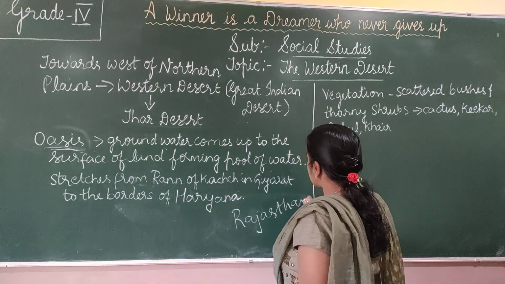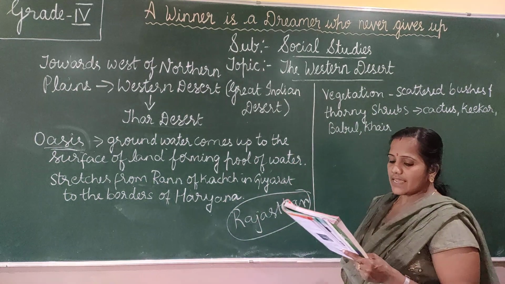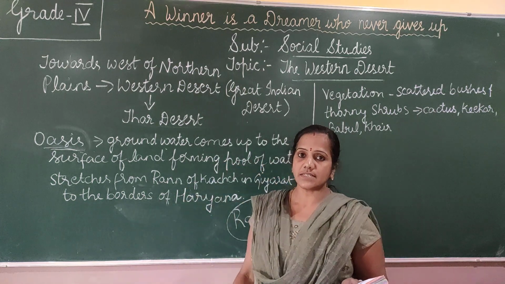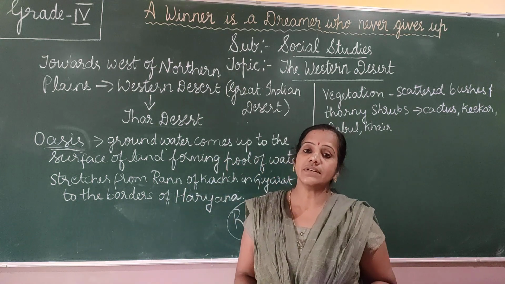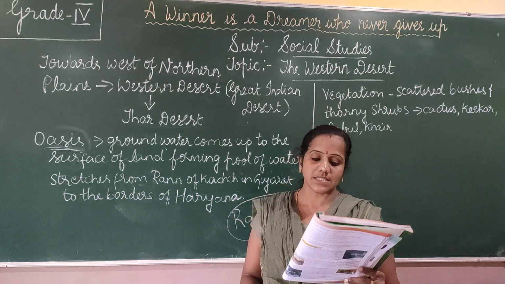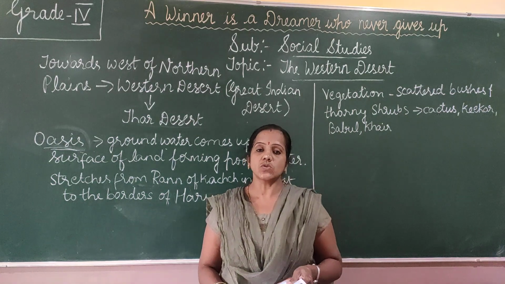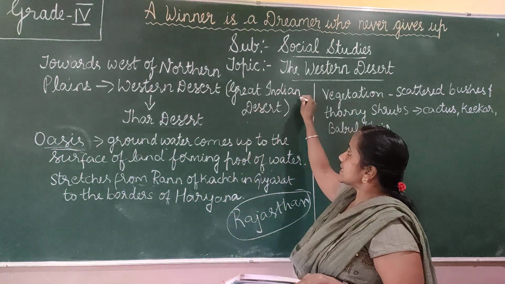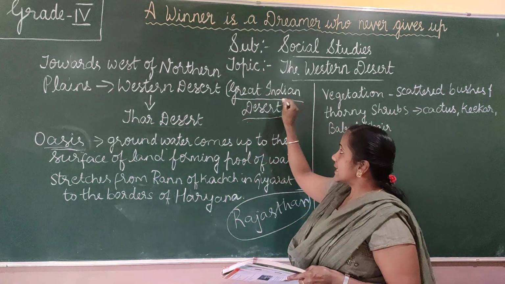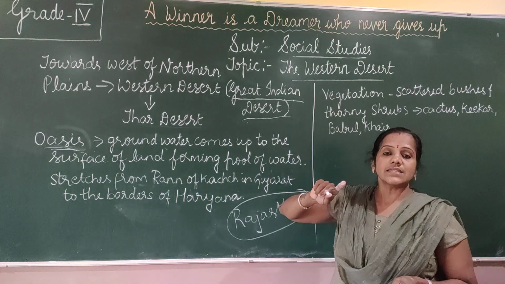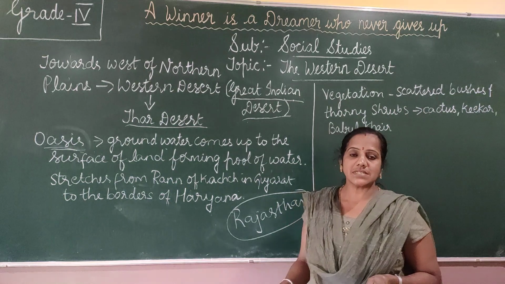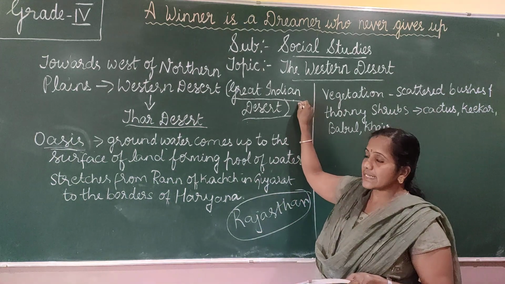India has a large desert region towards the west of the Aravalli Hills in Rajasthan. This is called the Great Indian Desert. This western desert is also known as the Thar Desert.